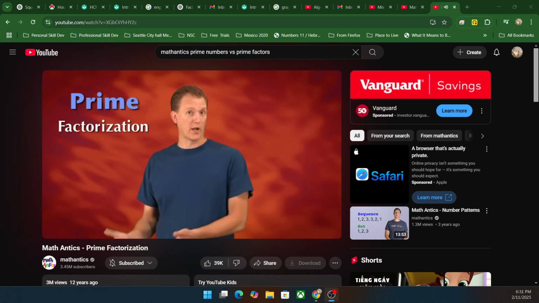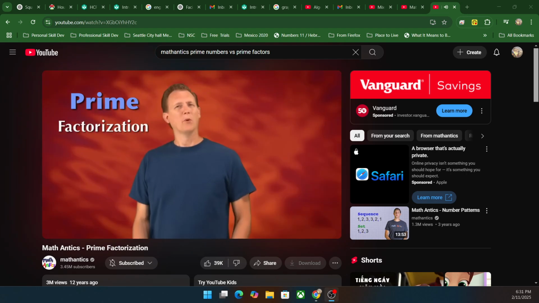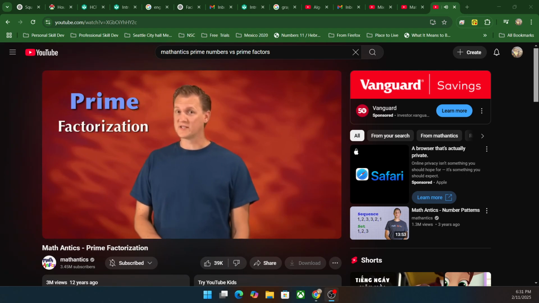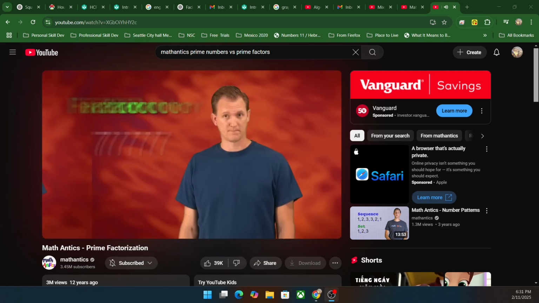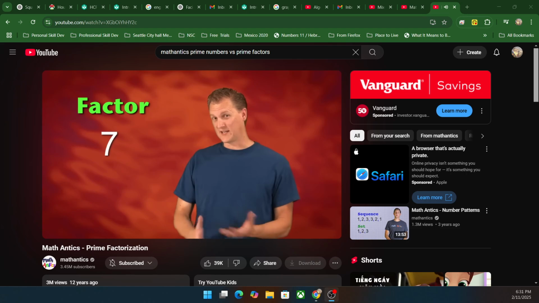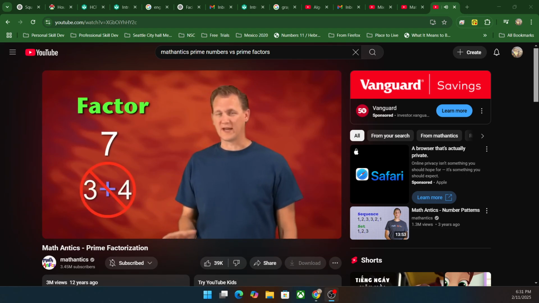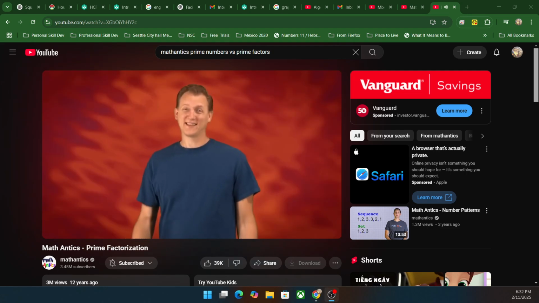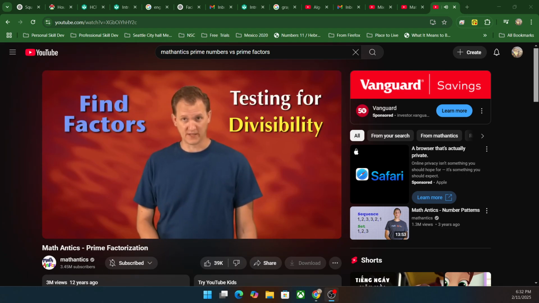Now, from the name prime factorization, you can probably guess that it involves factoring like we learned about in the last video. But what about this word prime here? What does that mean? Well, to help you understand that, let's use what we learned in the last video to factor the number 7. Well, let's see, we could get 7 by adding 3 and 4, but factoring is not about what you can add to get a number, it's about what you can multiply. Well, since I can't think of any numbers that would work, let's find factors by testing for divisibility.